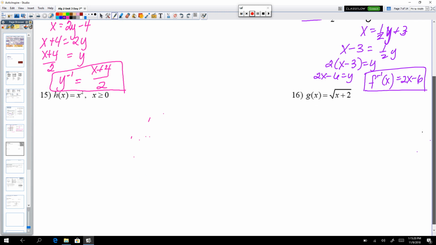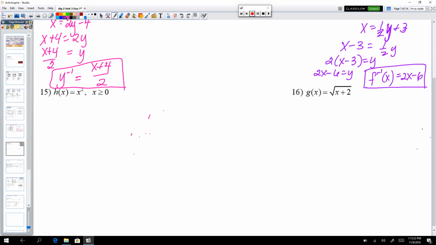Let's look at 15. 15 is called h of x. H of x is x squared. Let's, for temporary sake and just for simplicity's sake, call this y equals x squared instead, just for a moment. Our first step is to swap x and y.